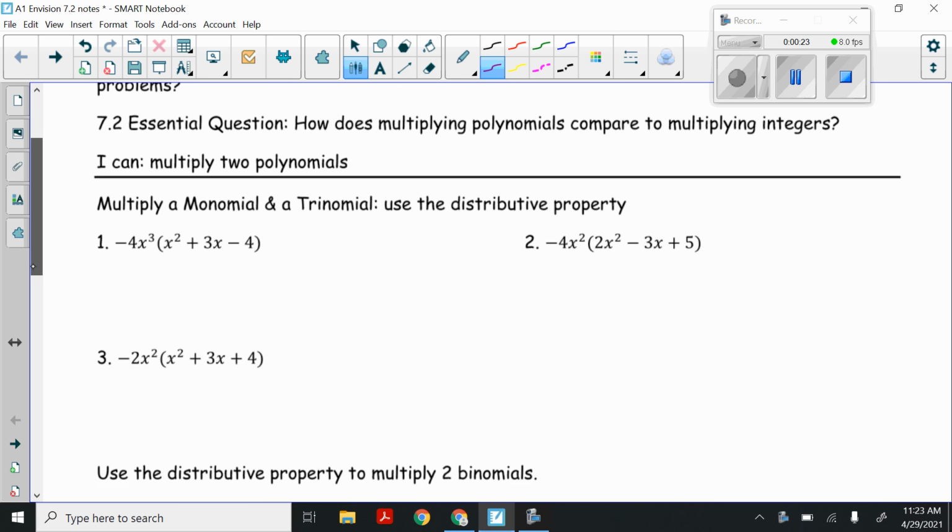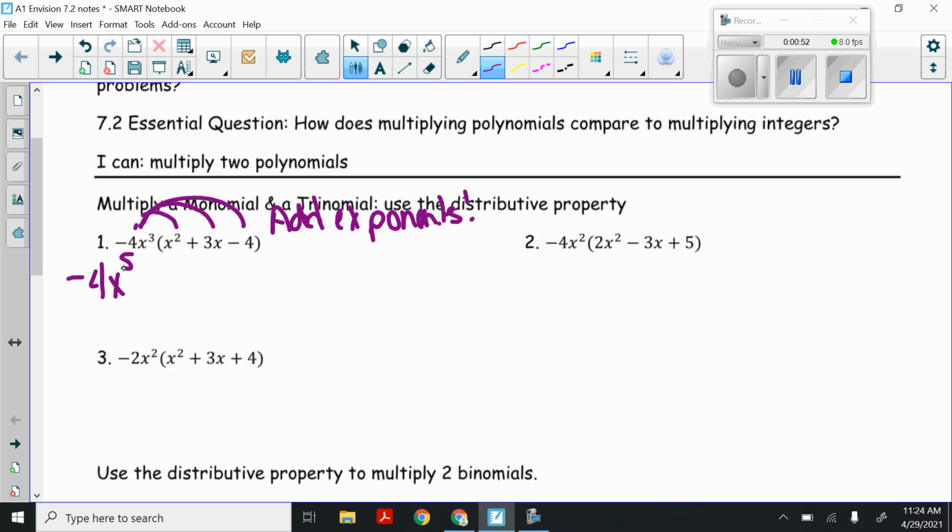So number one says negative 4x cubed times x squared plus 3x minus 4. We simply want to distribute our negative 4x cubed to everything inside. So negative 4x cubed times x squared: negative 4 times 1 is negative 4. X cubed times x squared, remember you add your exponents. So x cubed times x squared becomes x, 3 plus 2, x to the 5th.